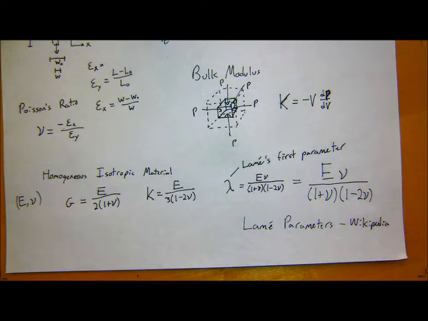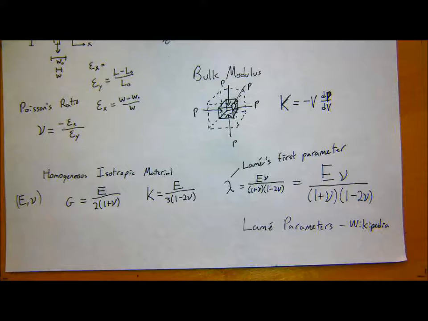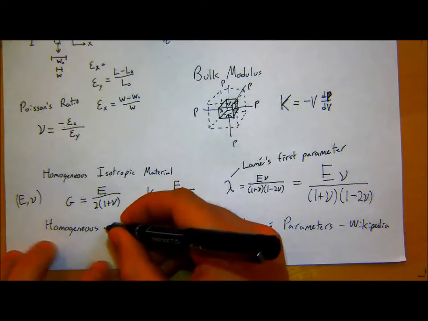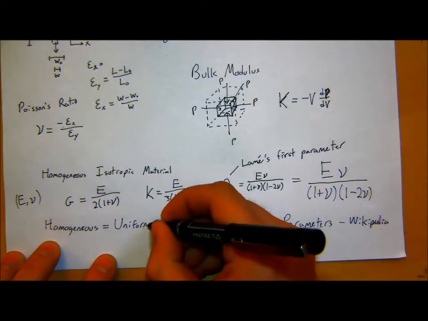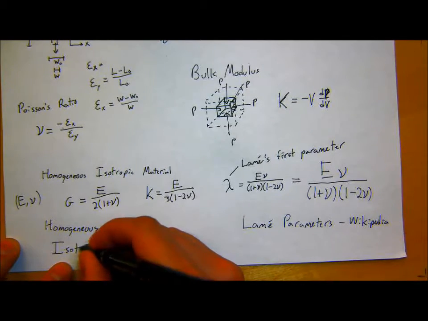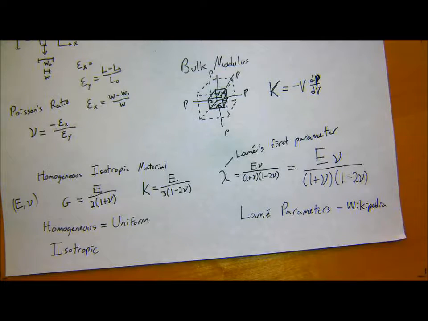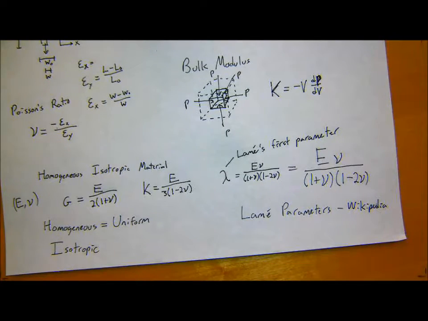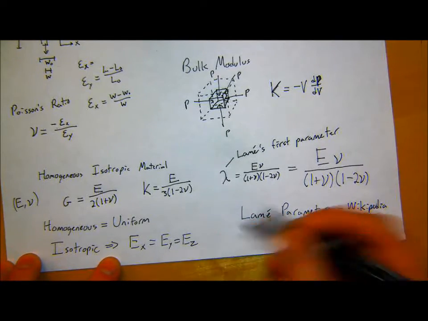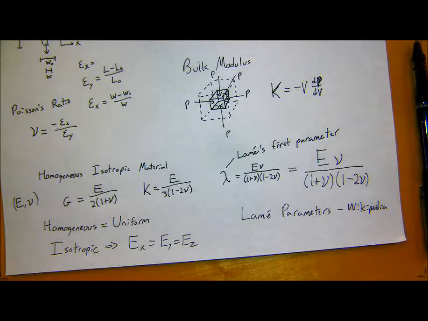I wanted to ask, what does isotropic and homogeneous mean? Ah, yes, good question. Homogeneous means it's uniform all the way through, so there's no variation in the properties, versus heterogeneous, which would have varying material properties at different positions. And isotropic, we'll get into hopefully on Friday, probably run out of time for it today, but basically it means that the properties in every direction are the same. So my Young's modulus in the x direction is equal to my Young's modulus in the y direction is equal to my Young's modulus in the z direction. It doesn't matter what direction I'm testing my properties, they're all the same in every direction.